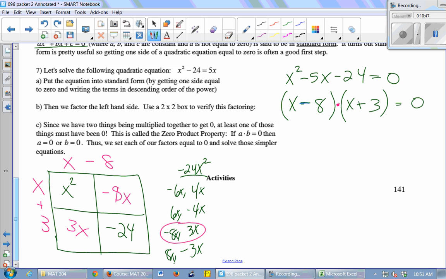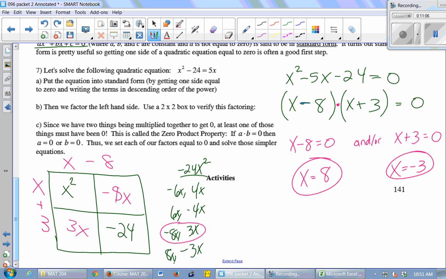So either it must be that x minus 8 equals 0, and or x plus 3 equals 0. Right? Then you just solve each of these and we get x equals 8, x equals negative 3. Those are your two solutions. Two numbers that will make that original equation true. Because if x minus 8 equals 0, then you add 8 to both sides, right? And you end up with x equals 8. Here I had to subtract 3 from both sides, so x equals negative 3.